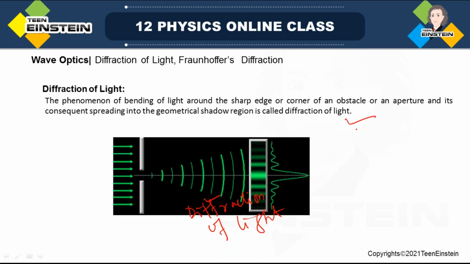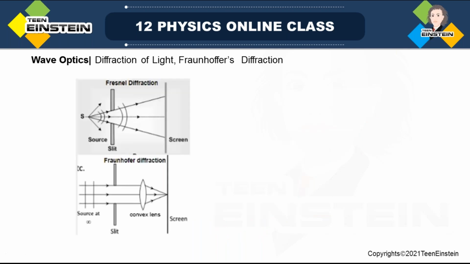Now, there are different types of diffraction. There are two prominent and famous physicists, one was Fresnel and another was Fraunhofer. They had studied the diffraction phenomena with two different experimental setups.